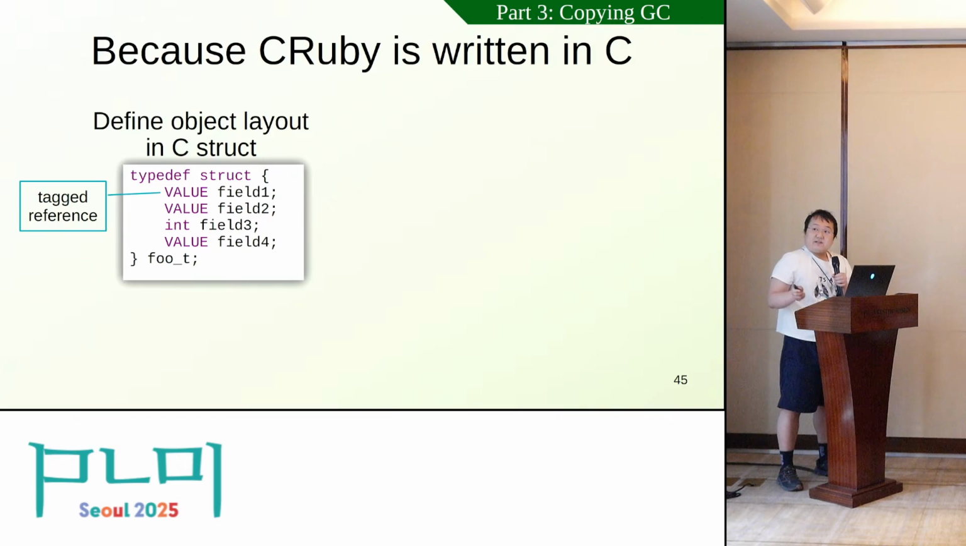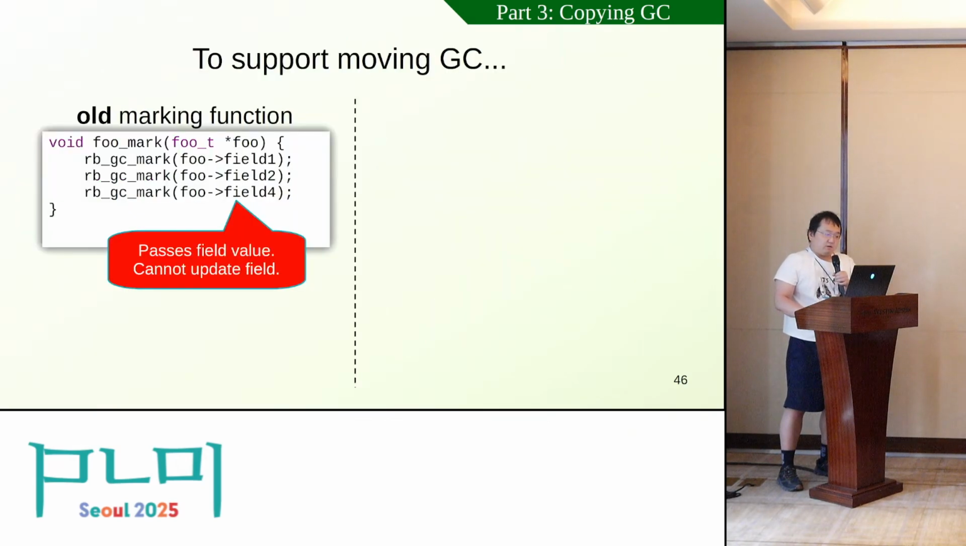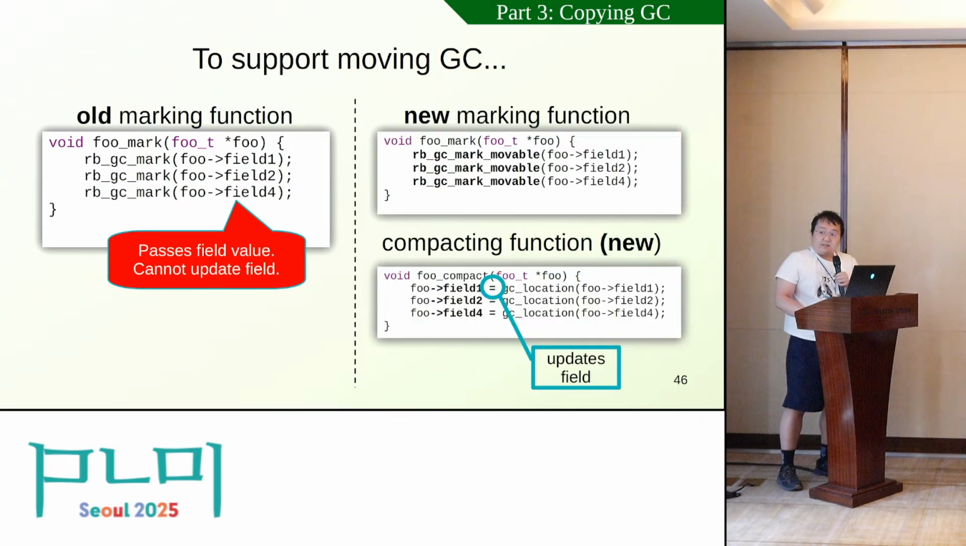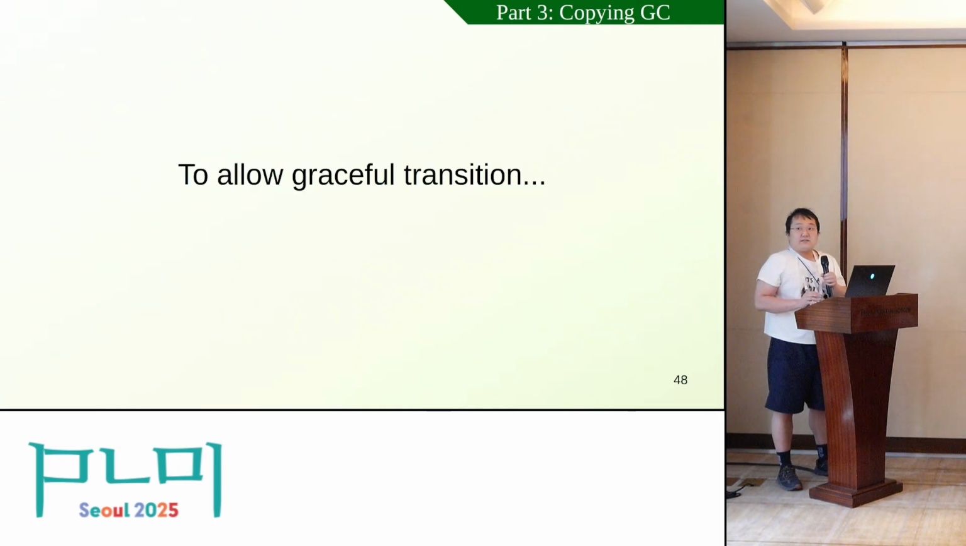And to identify the reference types, the developer provides a so-called marking function to visit those reference fields. However, to support copying GC, moving GC, the old style marking function must be rewritten in a style that allows fields to be updated. This may mean that the developer may have to rewrite the marking function of all the legacy types. Or do they have to? But that's a lot of work, a lot of legacy code. So instead, the developers found a way to allow graceful transition.